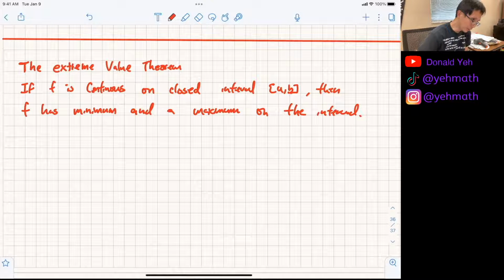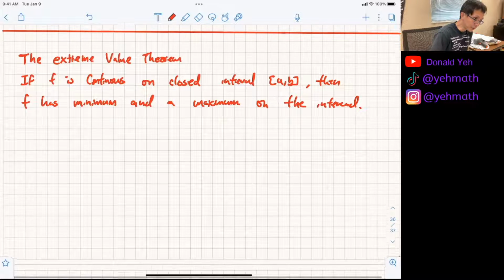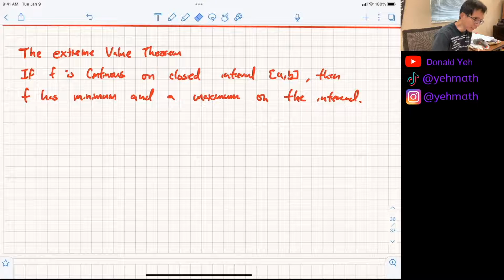Okay, so if f is continuous on a closed interval between a and b, then f has a minimum and a maximum on the interval. In the past, we have learned about theorems. Which two theorems do you remember? Squeeze theorem, intermediate value theorem. Good. So now we talk about the extreme value theorem, which is another new theorem.